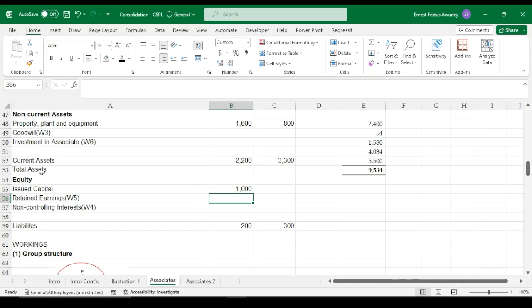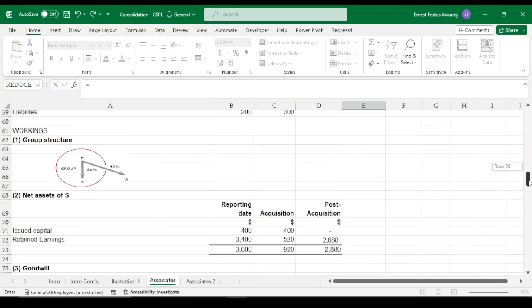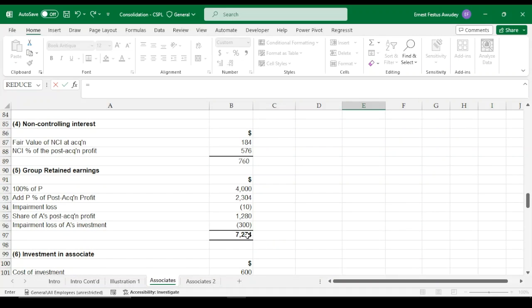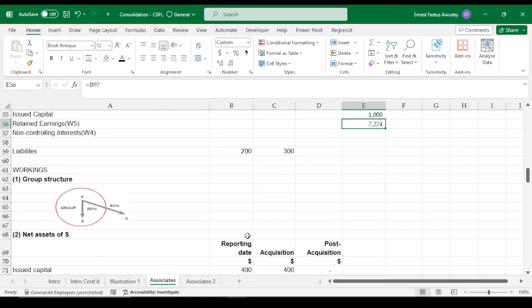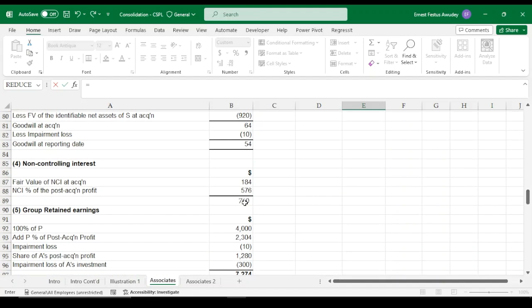Then we come to our group retained earnings. We come here and link that up. So these figures, this figure is supposed to be treated here. So we have our 1,000, and then for my group retained earnings, let me go and link that. My group retained earnings, 7274, right there. And then for my non-controlling interest as well, let me go and link it up. So we have our non-controlling interest, which is workings, 4760.